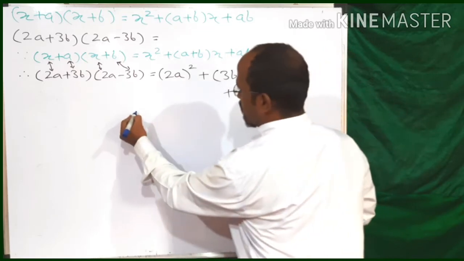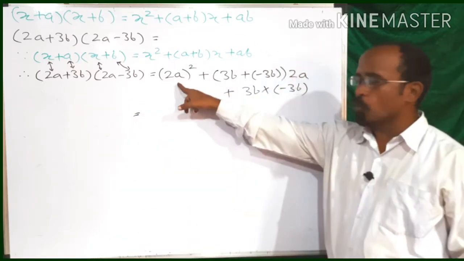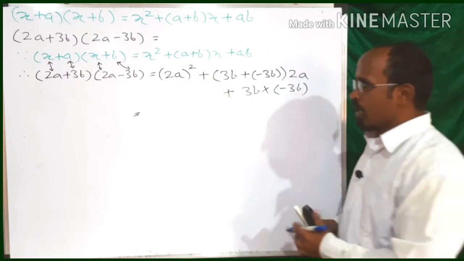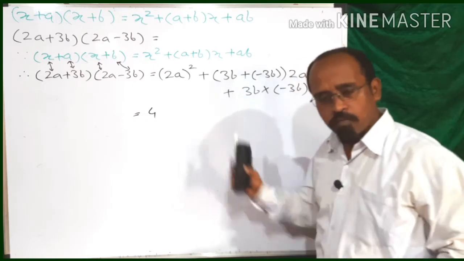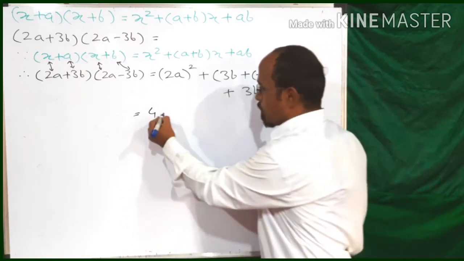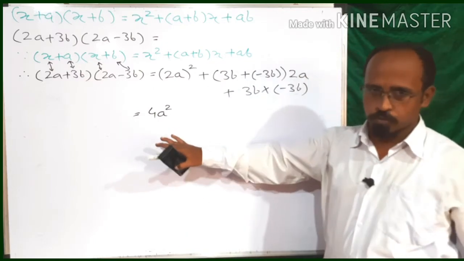So let's go with the final answer. According to BODMAS, left to right, (2a) bracket square. So we have to square 2. Square of 2 is 4. We have to square a also. Square of a is a square. So (2a) square is equal to 4a square.